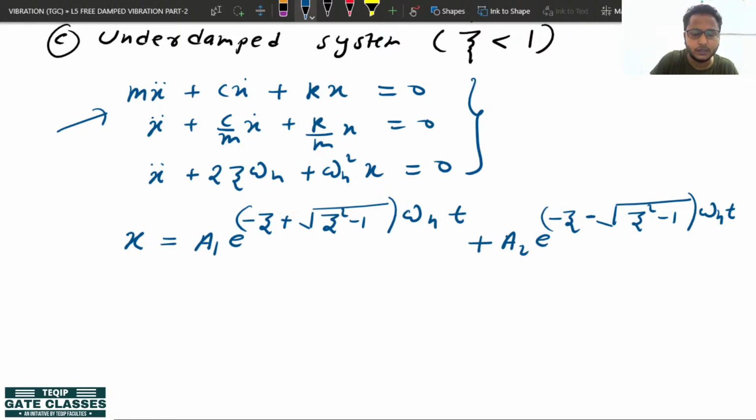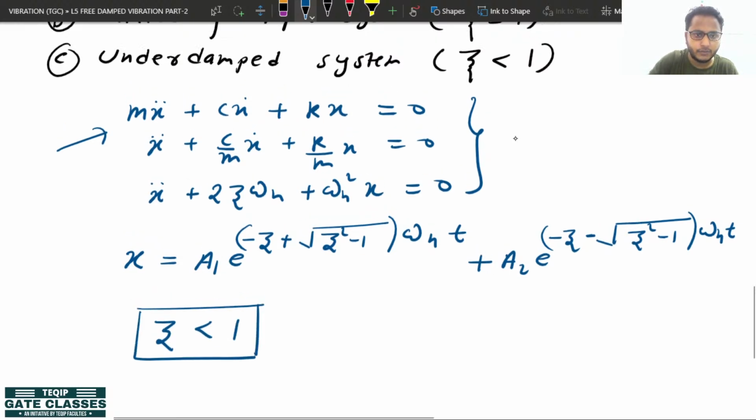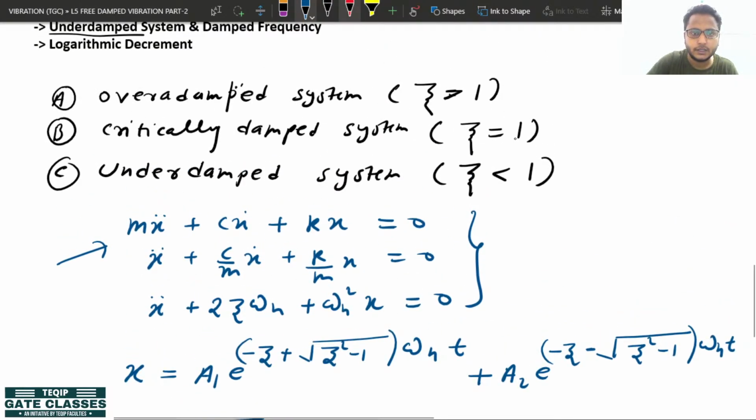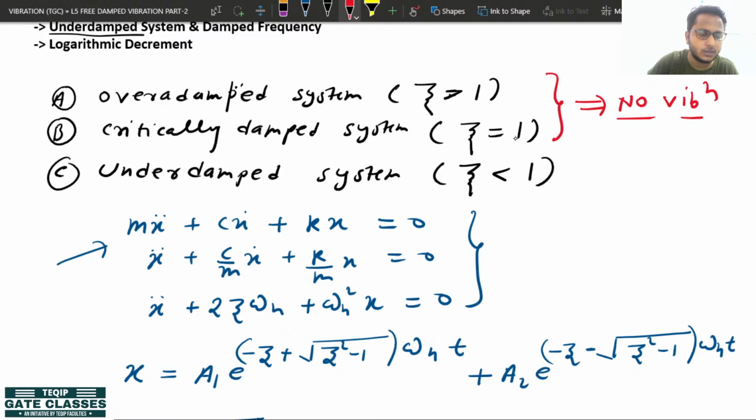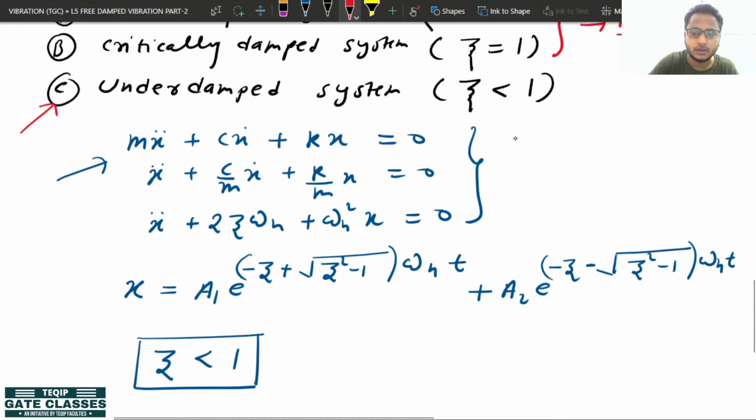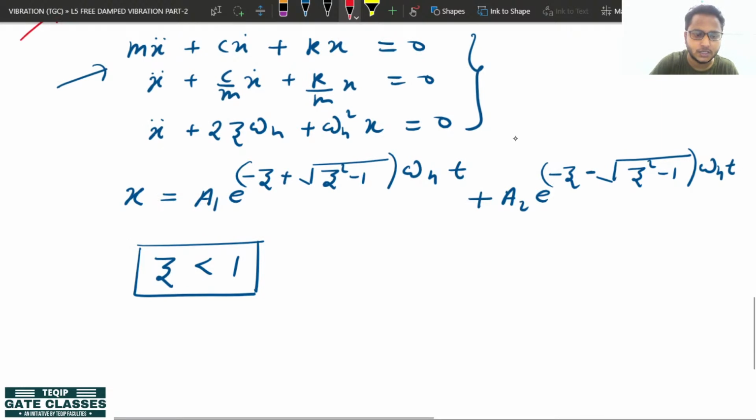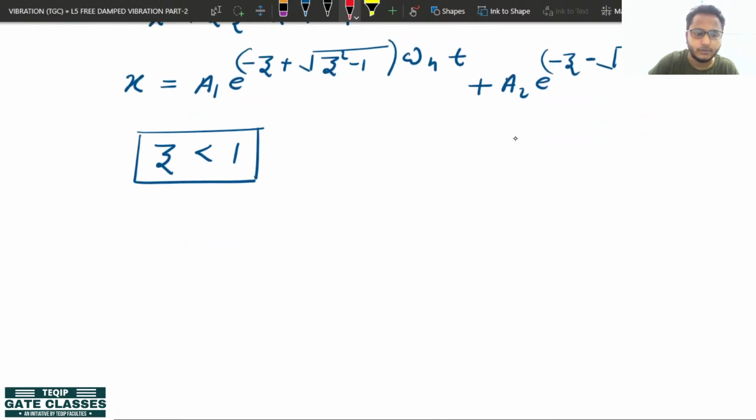What is the value of zeta? It is less than 1. Zeta should be less than 1 to become an underdamped system. We have already concluded that both these systems have no vibration. Now we are going to check the underdamped system: is it a vibration system or a non-vibration system? We know that zeta should be less than 1 for an underdamped system.